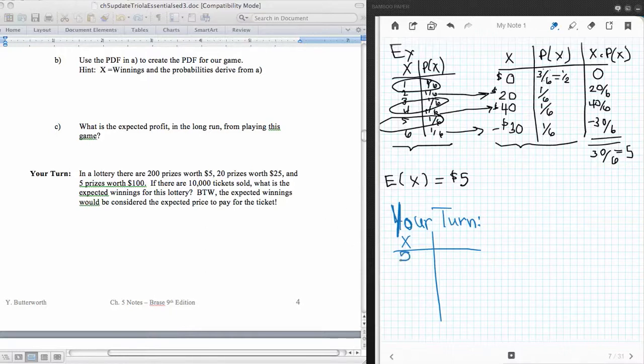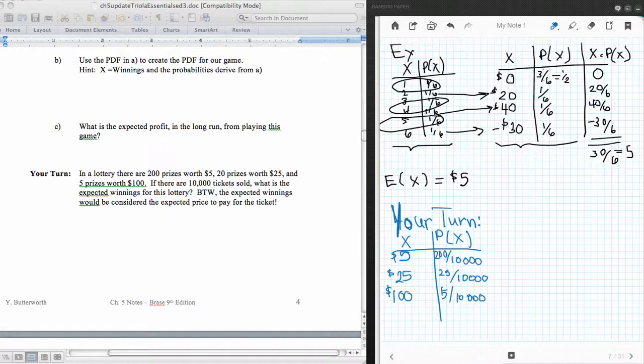So if I win $5, then this is going to be possible based upon 200 tickets having that $5 worth out of the 10,000 that are sold. And then there are 20 prizes that are worth $25, so 25 here. I'll have 20 out of the 10,000. And then the next part, I have 5 prizes that are worth $100. And so there's my $100, and that's 5 of them. Oops, this first one I said 5. That was bad. There were 200 of them that were worth $5. So this is 200 out of 10,000, and this one is 5 out of 10,000.